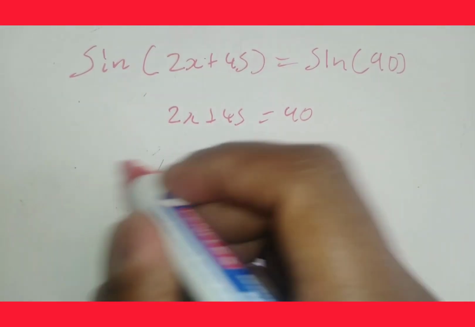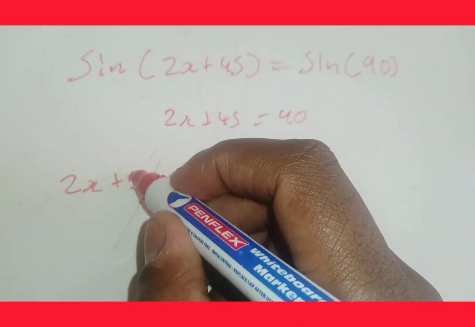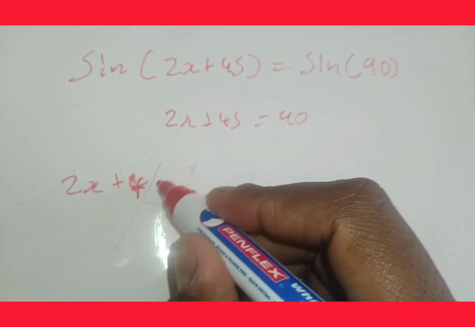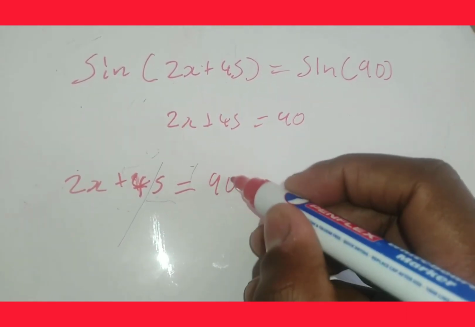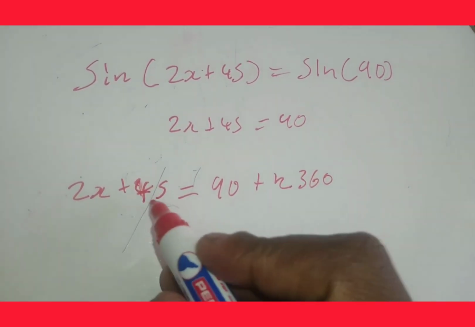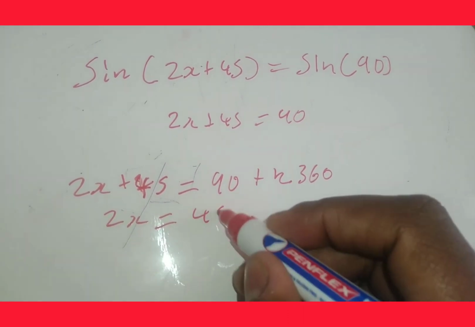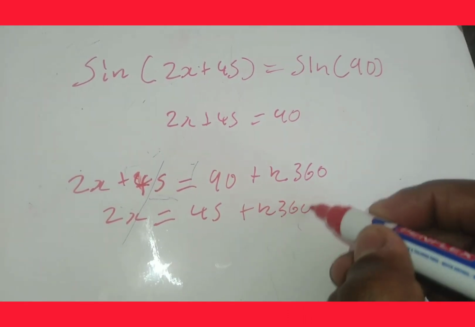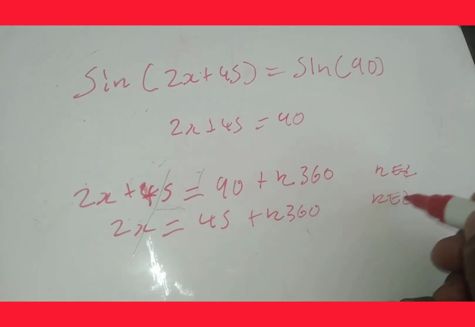So this, we'll put it in place of x. I'm not writing down a formula. I assume that you know it by now. So 2x plus 45 is equals to our reference angle plus k 360. All right, then when I take this to the other side, it becomes 2x is equals to 90 minus 45, which is 45 plus k 360. Okay, of course, k is an element of integers.